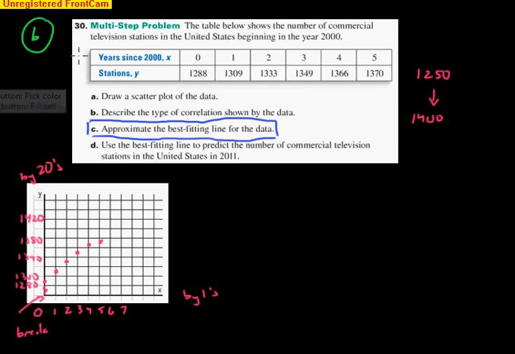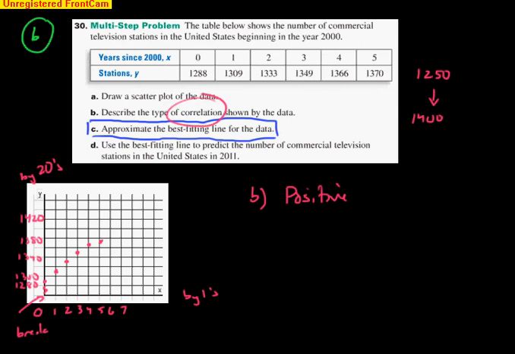Plot the points. Next, it wants you to describe the correlation. So the question is, how are these going? Okay? So this is part B. Describe the correlation. Well, they're going up. Your choices are positive correlation, negative correlation, or no correlation. I think that these have a positive correlation because the points are going up. They're rising.